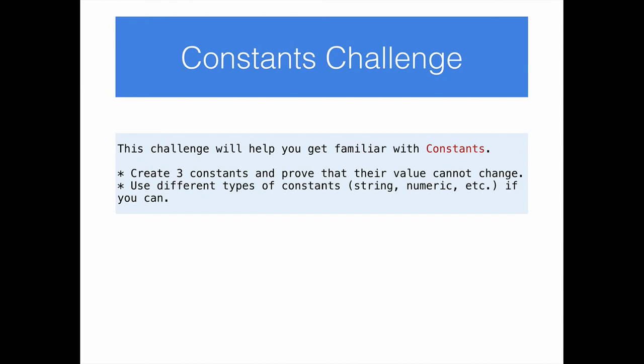I want you to go through, just try it, and then see that you can't change the value of a constant. And we also want you to make sure that you're using different types of constants. For example, we had a string, we had a numeric number, and if you want to, go ahead and try using, remember, a bool or boolean can be true or false.